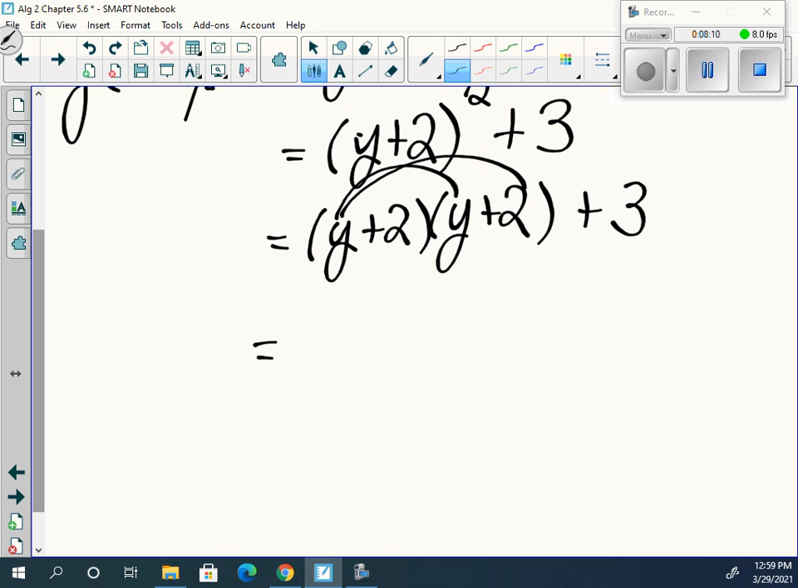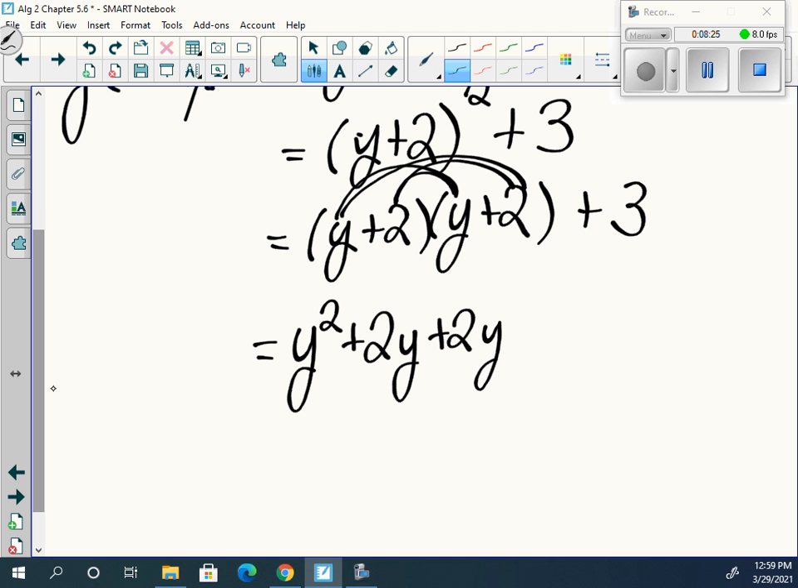Y times y would give us y squared. Y times 2 is going to be plus 2y. Then we have to distribute the 2. 2 times y is going to be plus 2y. 2 times 2 would give us plus 4, plus 3.